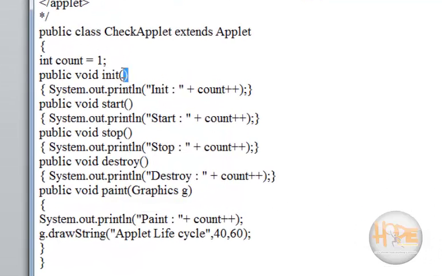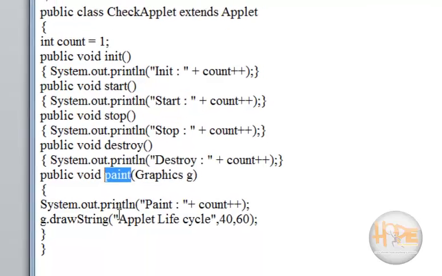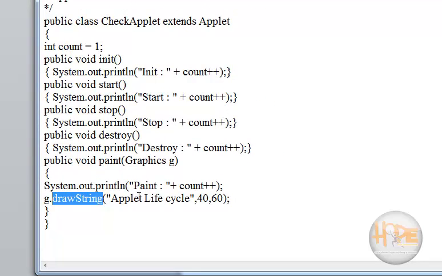This is our init method. By calling this method, our applet's lifecycle will start, and it is used to print init and count with increment. Then the start method, which is used to print start with count. Then the stop method, which is also used to print stop with count, and then the destroy method. Here we have the paint method, which is used to draw the string on the applet.